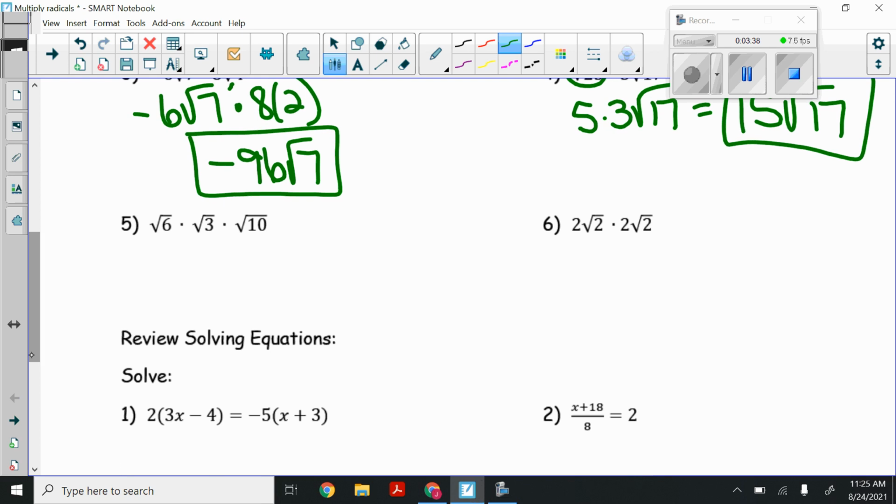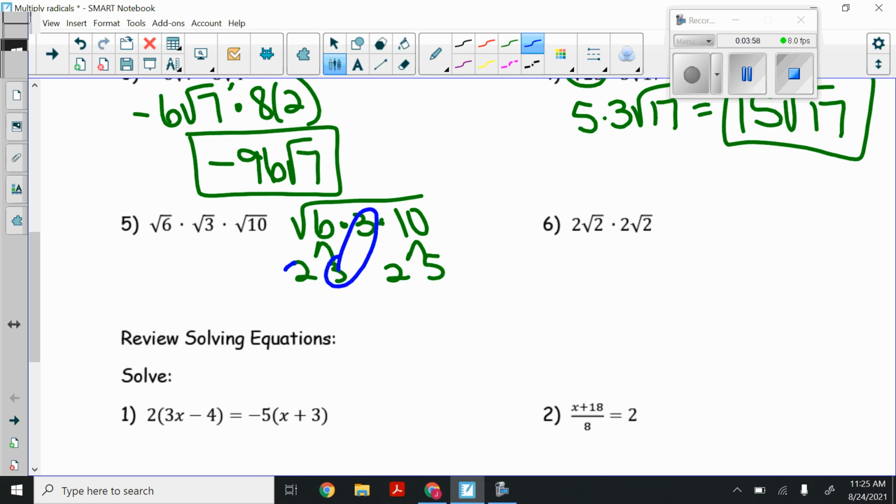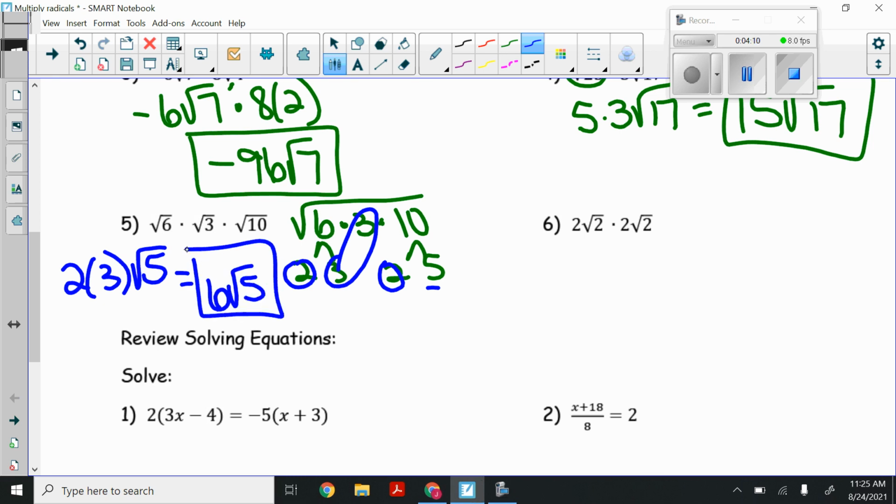Number 5, I have square root of 6 times the square root of 3 times the square root of 10. Okay? So all underneath the same radical. 6 times 3 times 10. Do factor tree. 6 is a 2 and a 3. 3 I can't break down. 10 is a 2 and a 5. So I have a pair of 3s. I have a pair of 2s. A 5 got left behind. So outside, I have a 2 and a 3. Left behind is a 5. So out front, 6 square roots of 5 is our answer.